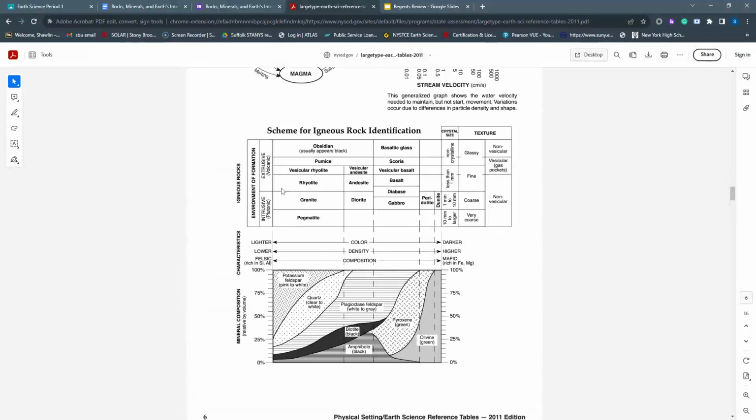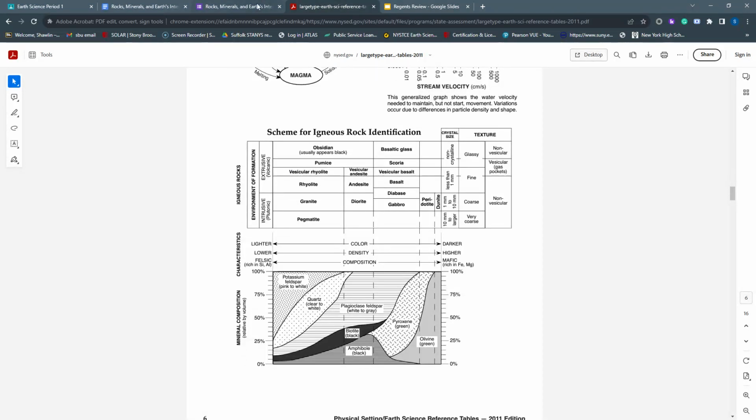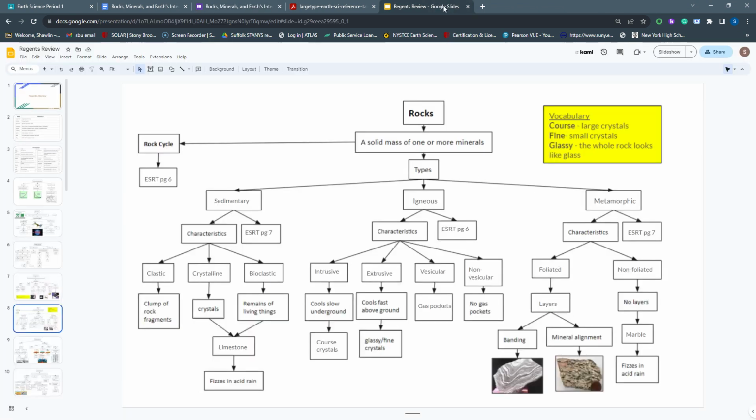If I ever hear the word igneous rock, I should go to this page and either look at this chart or this chart right here. So now I have to find the igneous rock that cools slowly. Remember from your review packet or your note packet that if it cools slowly underground, it's intrusive. And if the igneous rock cools fast above ground, it's extrusive. So if this igneous rock cools slowly underground, I know the rock that I'm looking for is intrusive.